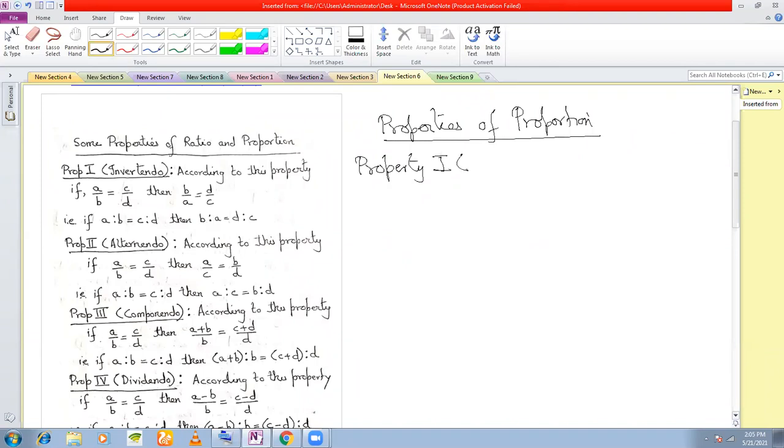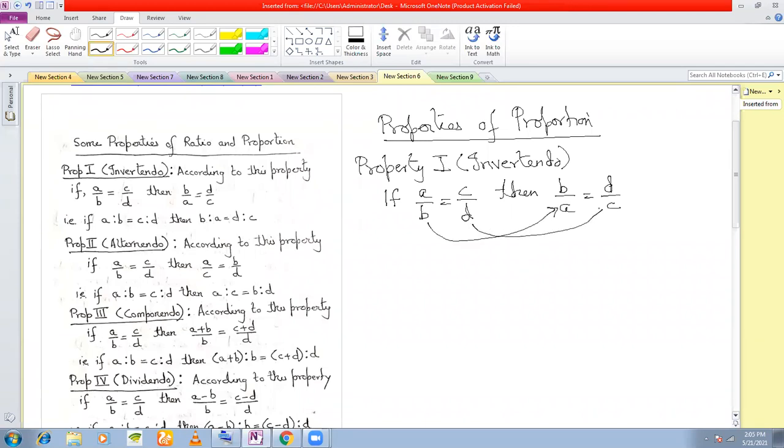This property is called invertendo. And it states that if I have a proportion, A is to B is equal to C is to D, or A by B is equal to C by D, then I can write this proportion as B by A is equal to D by C. That is, you can take the reciprocal of the ratios on both sides of the equality. If you see A by B is here, I have written this as B by A. C by D is here, I have written this as D by C. That is what this property states.